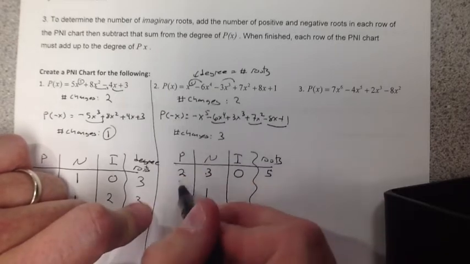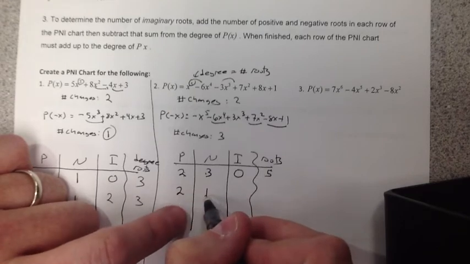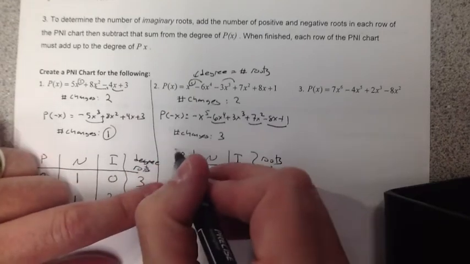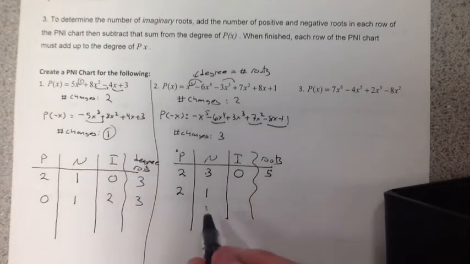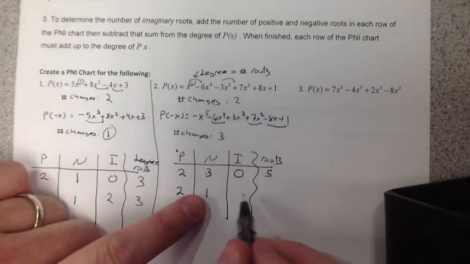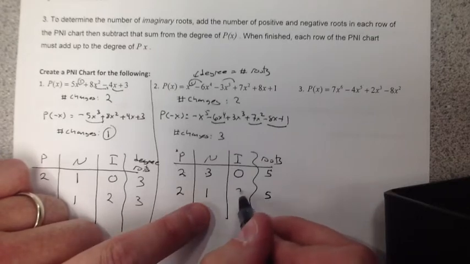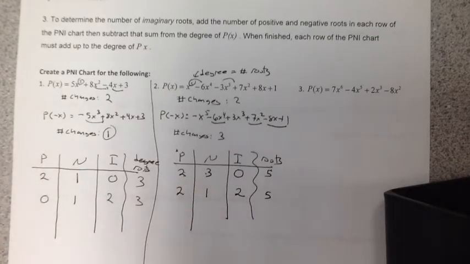Now, what if there are 2 positives and 1 negative? See, now I'm dealing only with the positive first. Now, in this case, I have 2 positive, 1 negative. Well, it has to add up to be 5, so what do we put in here? There must be 2 imaginaries.